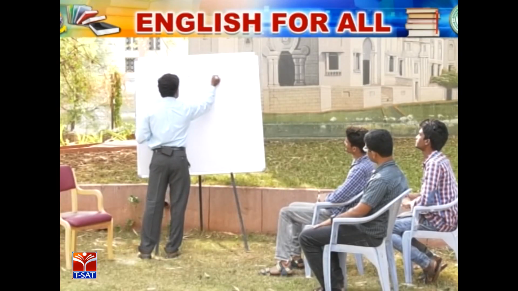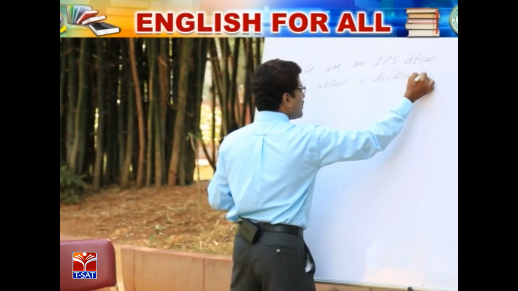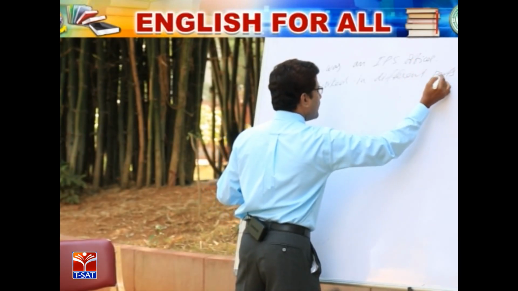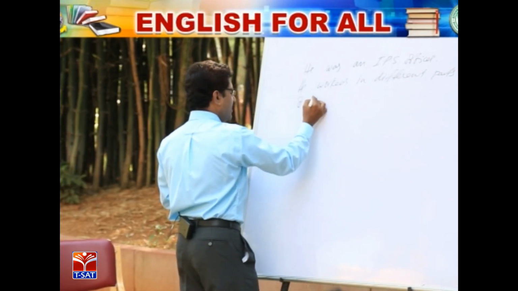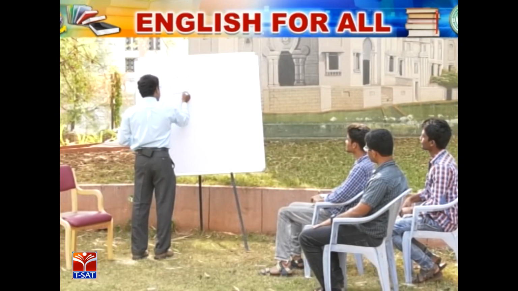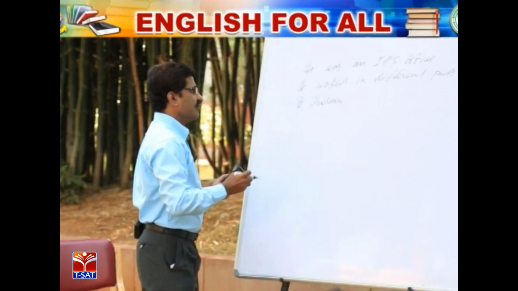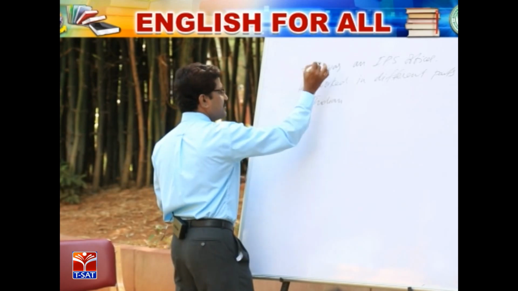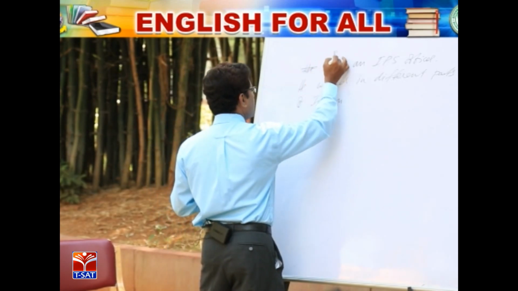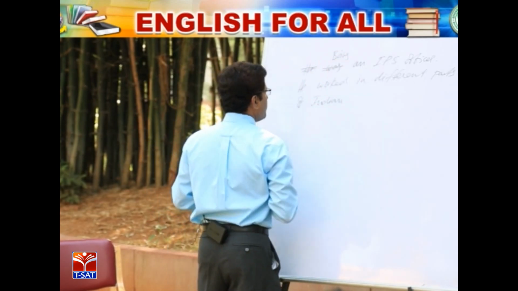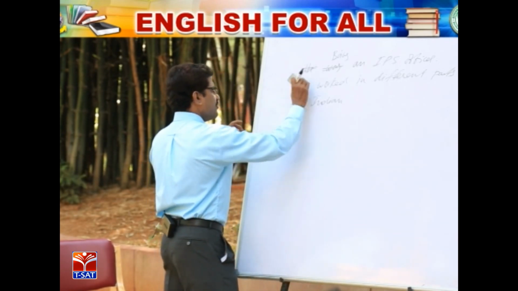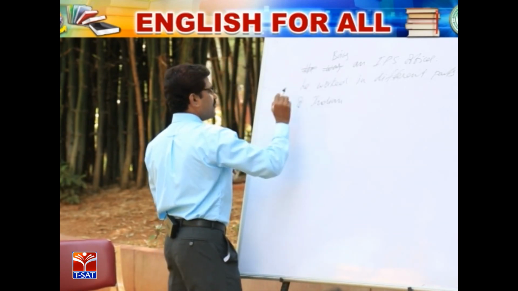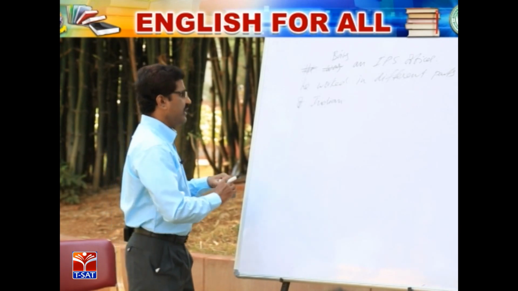He was an IPS officer. He worked in different parts of India. Please join. Being an IPS officer, he worked in different parts of India. Good. So remove the subject and replace was with being. Being an IPS officer, then remove this capital letter and put he worked in different parts of India.